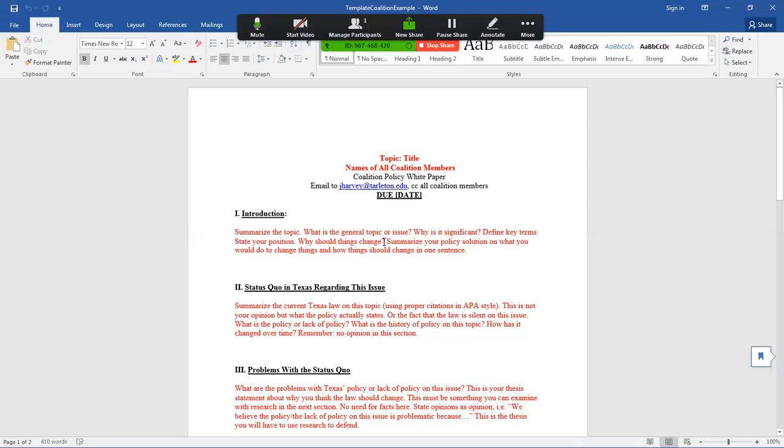Define the Affordable Care Act. What is it? What are its major provisions? Then summarize your policy solution on what you would do to change things and how things should change in one sentence. So here I want you to say, this is why parents opting out of mandatory vaccinations should be discontinued.